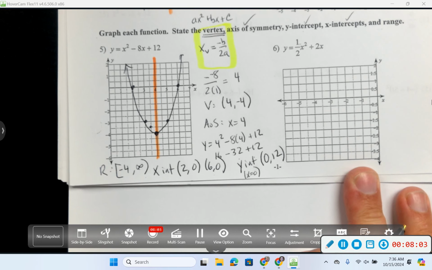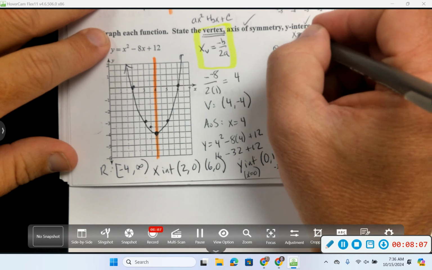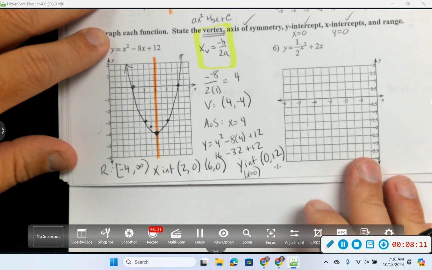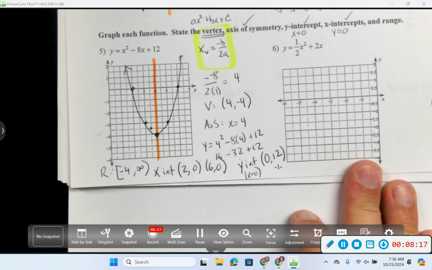I guess the only thing we have to maybe worry about, we said we'd set x equals 0 for the y-intercept. For the x-intercepts, sometimes we get them sort of automatically in the process of graphing. That's nice when that happens. Other times you got to set y equal to 0 and figure it out from there.